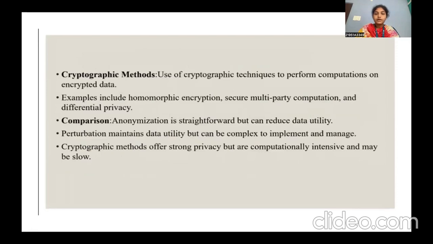Cryptographic methods use cryptographic techniques to perform computations on encrypted data. Examples include homomorphic encryption, secure multi-party computation, and differential privacy. Comparison: anonymization is straightforward but can reduce data utility. Perturbation maintains data utility but can be complex to implement and manage. Cryptographic methods offer strong privacy but are computationally intensive and may be slow.